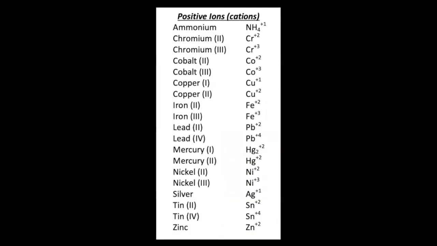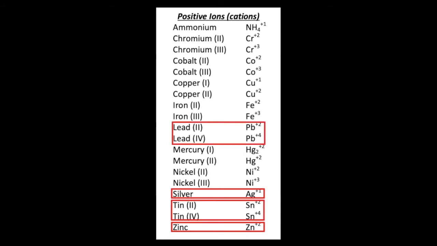There are a few other examples of metals that don't conform to the pattern we've discussed, but for the sake of this course, these are the only 4 exceptions you need to know: silver, zinc, tin, and lead. So let's take a look at a few examples.